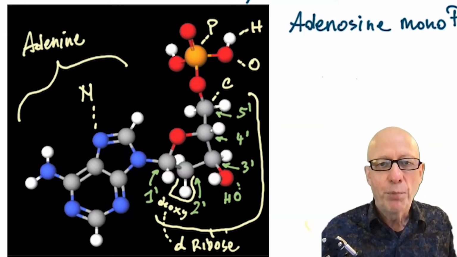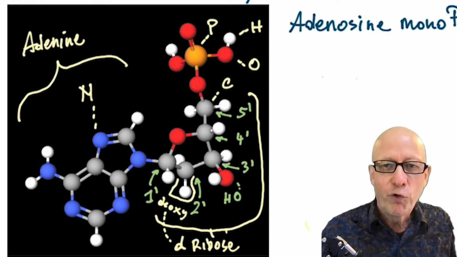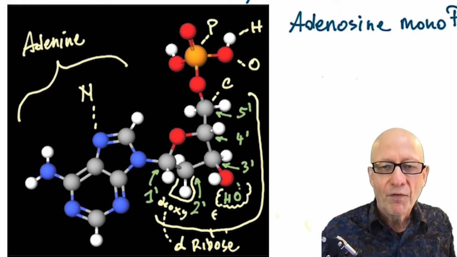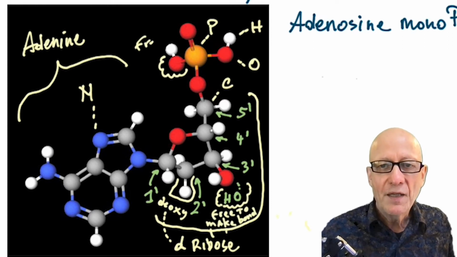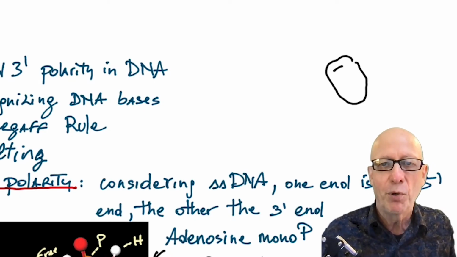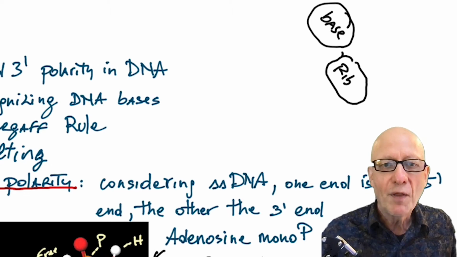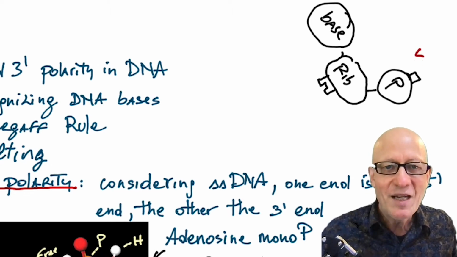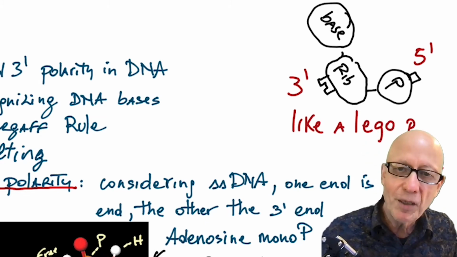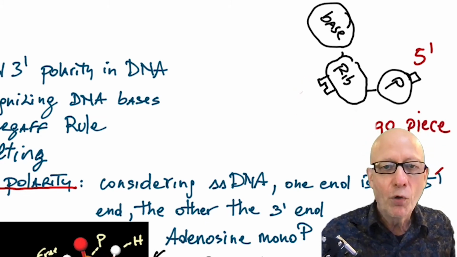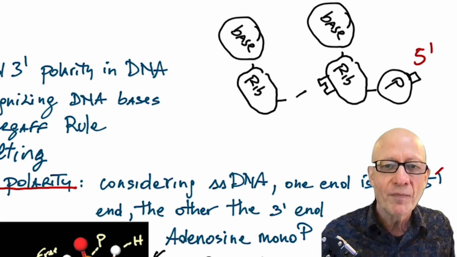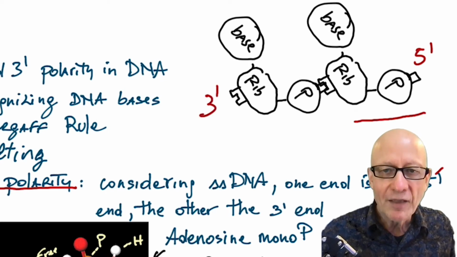A nucleotide polymerizes, that is, forms covalent bonds with other nucleotides through two regions, the 3' hydroxyl and the 5' phosphate. Consider a single DNA strand. It's formed by polymerization of nucleotides. You can think of each nucleotide as a Lego piece with two snap buttons, one 5', the other 3'. We will learn that all organisms polymerize DNA in the same way. They snap a new nucleotide to the 3' of the other.